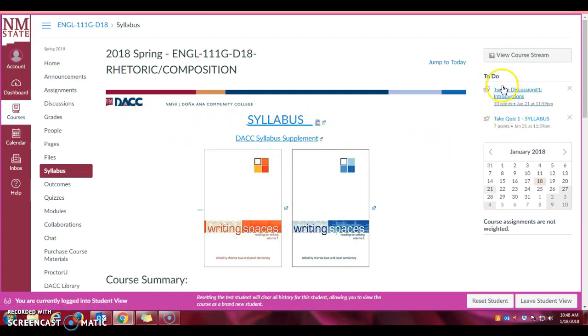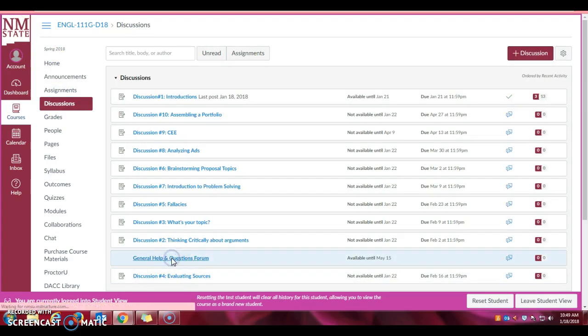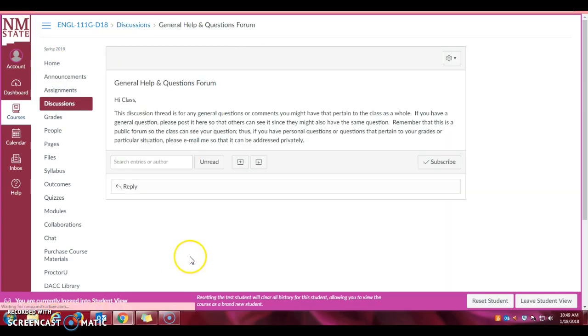Also, if you look on the side, it'll remind you of assignments that are due for that week. That's also something good to keep an eye on, because it'll remind you of all the assignments that are due. I look forward to working with all of you. Like I said, if you have any questions, please don't hesitate to email me. I forgot to mention, there's a general help and questions forum. If you have a general question that you think might apply to the entire class, go ahead and post it here so that I can reply and so that everybody can see it.